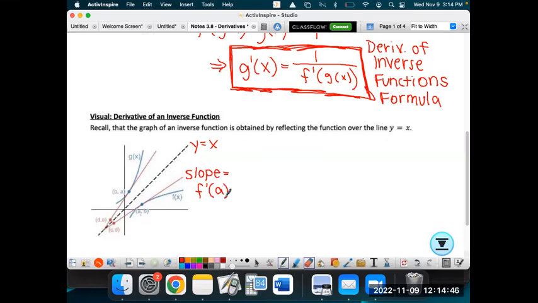So I want you to do the same thing over here for the g of x graph. We have a red line that is just grazing it as well. So what is the slope of that line equal to?